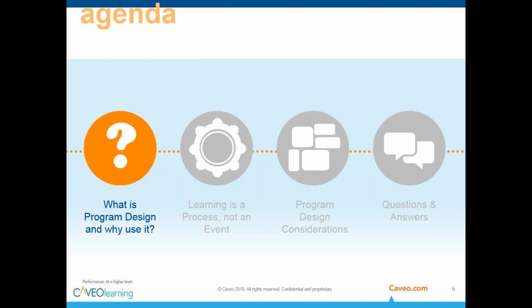So let's jump into things. Here's our agenda for today's session. First we're going to start out with what is program design and why we will use it. We'll also talk about learning and how that's a process. It's not just an event. We'll get into some program design considerations, things you want to keep in mind when thinking about and implementing program design. And then I'm going to do my best to leave a little bit of time at the end for some Q&A, questions and answers.